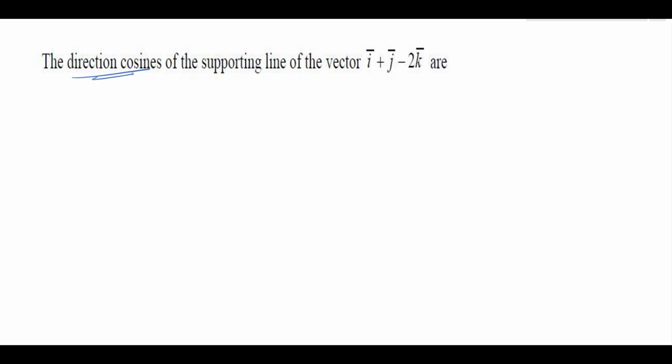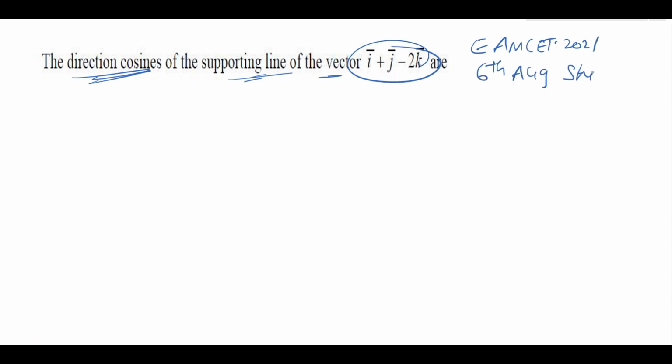The direction cosines of the supporting line of the vector i bar plus j bar minus 2k bar are. This is EAMCET 2021, 6th August, shift 1 question. Find the direction cosines. First we find direction ratios of the given vector, that is direction ratios are denoted by a, b, c are 1, 1, minus 2.